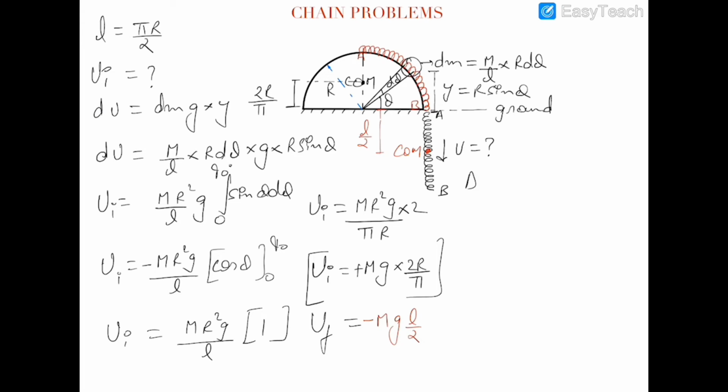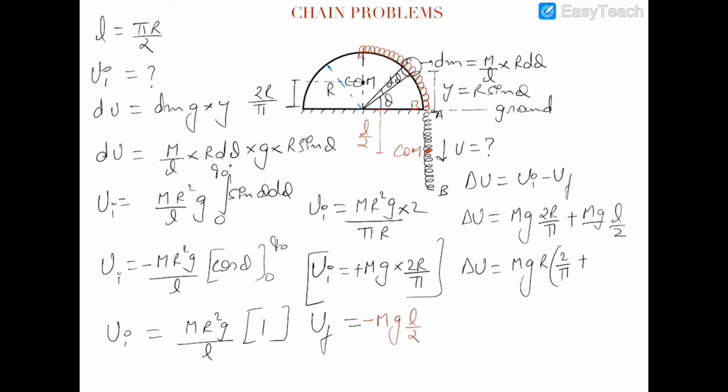So the decrease in potential energy delta U will be U initial minus U final, and delta U will be equal to mg into 2r by pi minus mg into L by 2. This will be the plus sign because there is already a negative sign here. So delta U will be equal to mg is common and L is already equal to pi r by 2. So mgr is common. This is 2 by pi plus this is pi by 4. So this is delta U.